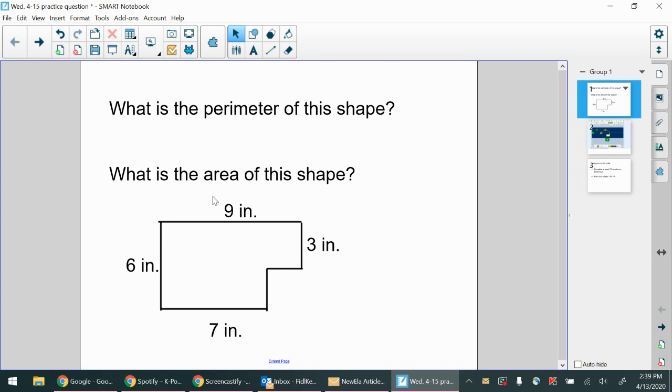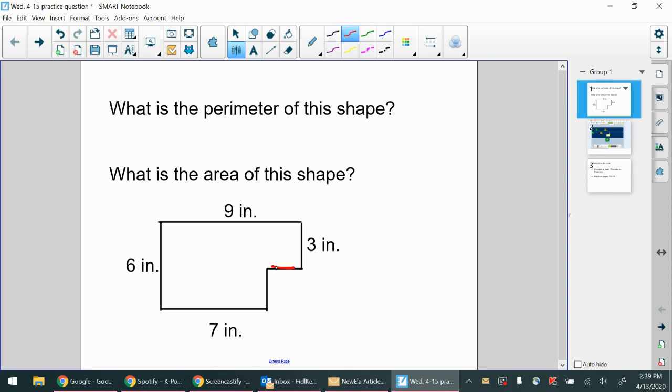Now I know that when I'm finding perimeter, I need to add up the sides, but one thing I'm noticing is that I am missing some information over here. I've been told what 4 of the side lengths are, but I don't know what these 2 are right here. So the first thing I need to do is actually figure out what those side lengths are. Now I need to use the information that's already been given to me to help me figure it out.